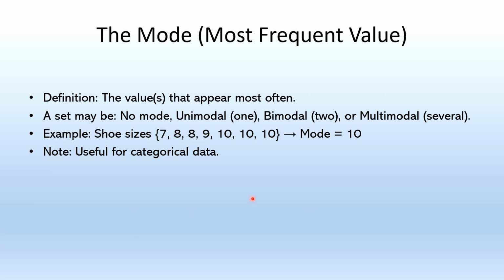And then the mode, which is the most frequent value. These are the values that appear most often. A set may have no mode at all if there are no repeated numbers or elements in it. It could also have one mode, or several. It could be just a group of very similar numbers, like this example here: 7, 8, 8, 9, 10, 10, 10. The mode would be 10, the most common number. This is really useful when we talk about categorical data, and I'll explain that in just a second.